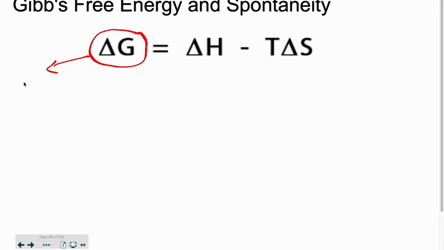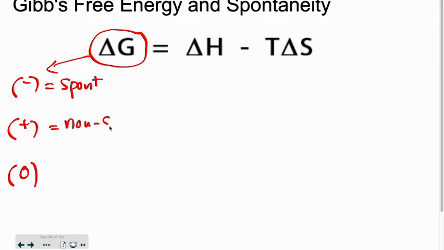Delta G can be negative, delta G can be positive, or delta G can equal 0. If delta G is negative, the reaction is always spontaneous. What I mean by always is at all temperatures. If delta G is positive, it is non-spontaneous, regardless of temperature. And if your delta G is equal to 0, the reaction is said to be at equilibrium.